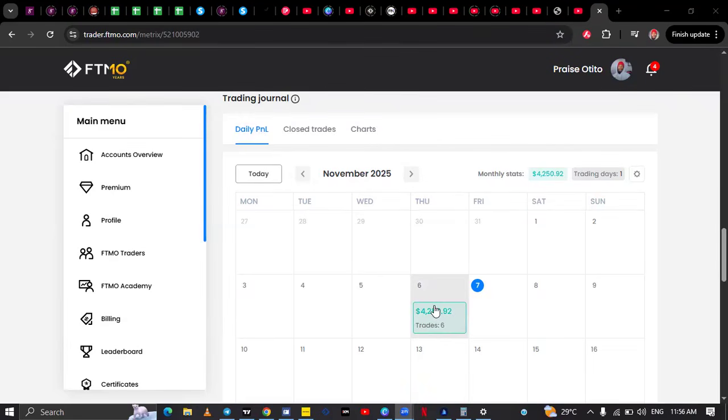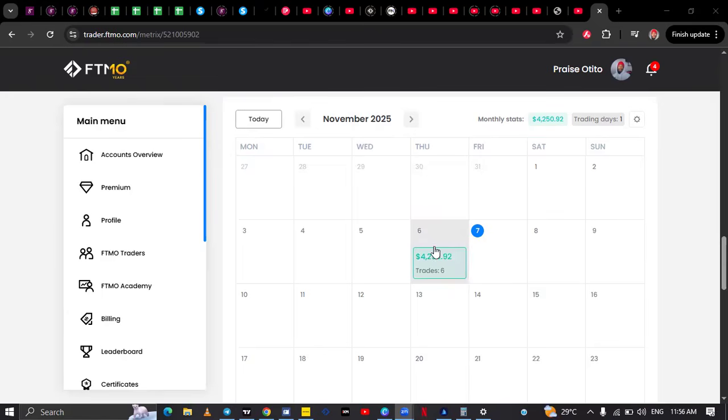I made about $4,000 on my FTMO account this week, and I'm gonna be showing you the exact setups, the exact trades that helped me make this amount this week. Now, I'm also gonna be showing you guys how to trade the setup.